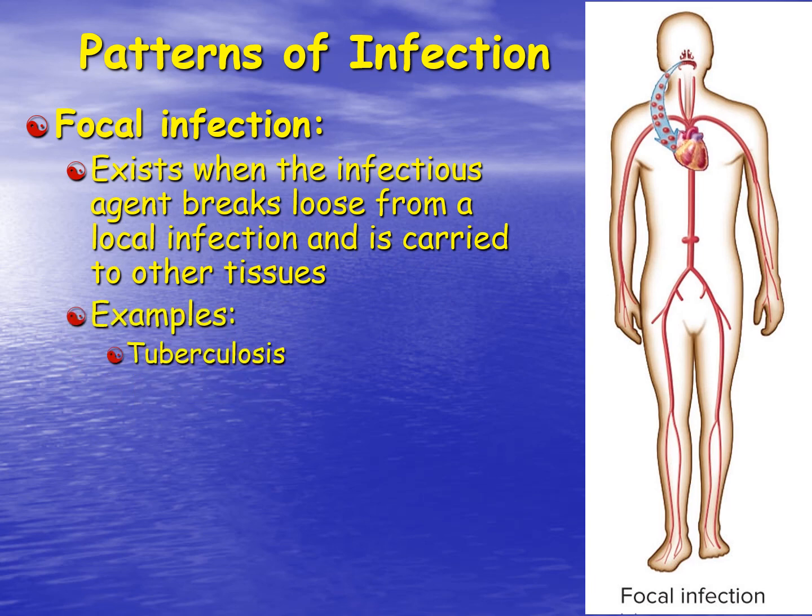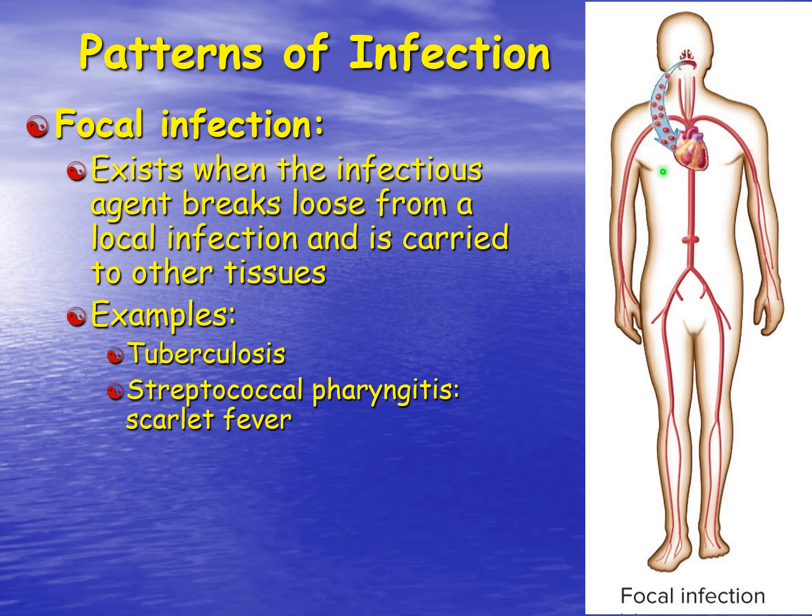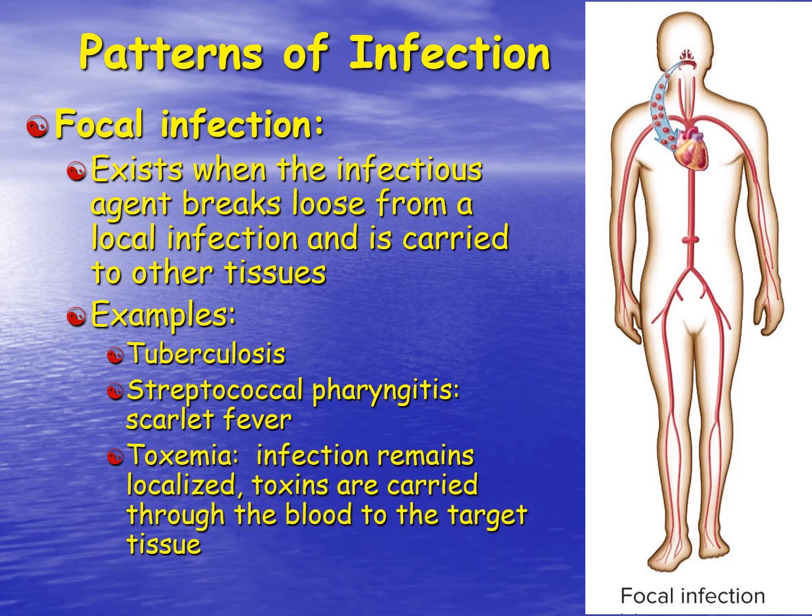For example, tuberculosis. The primary site is the lungs, but it can actually travel to other areas. Streptococcal pharyngitis, and this is what's shown here in the picture. We will see a strep throat that could potentially travel and cause something called scarlet fever, which causes scarring of the endothelial lining of the heart, the endocardium, along with the valves. And toxemia, where infection remains localized, but the toxins produced by the infection are carried throughout the body.